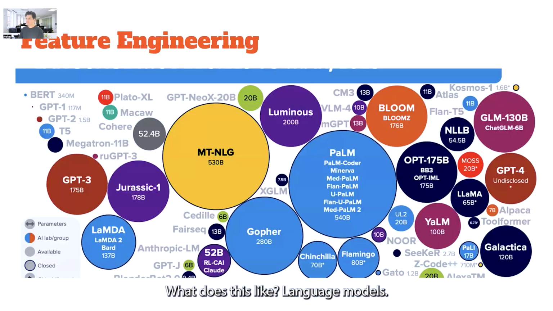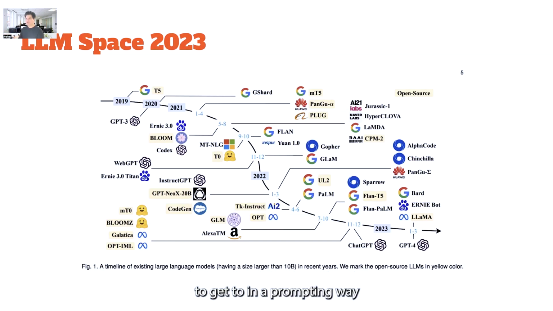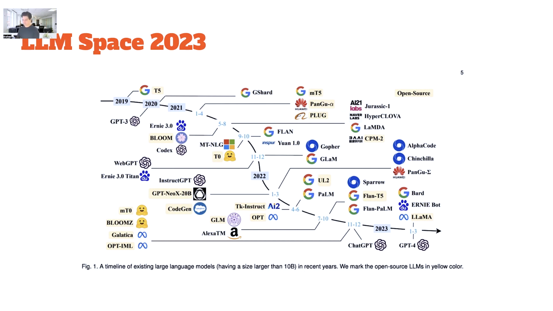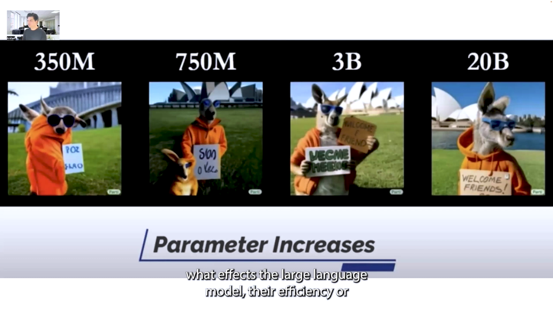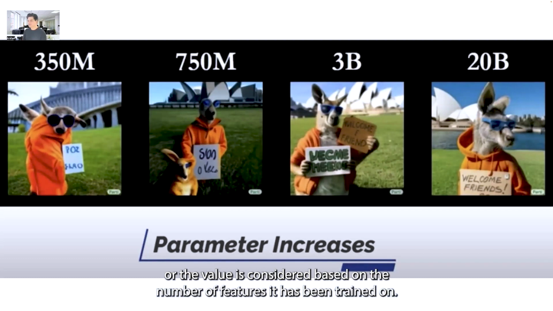So what are these large language models? They are pre-trained AI models. And what you do is you tap into these models, in a prompting way or other ways, and you can fine-tune them for your own application building. So what affects the large language model? Their efficiency or value is considered based on the number of features it has been trained on.